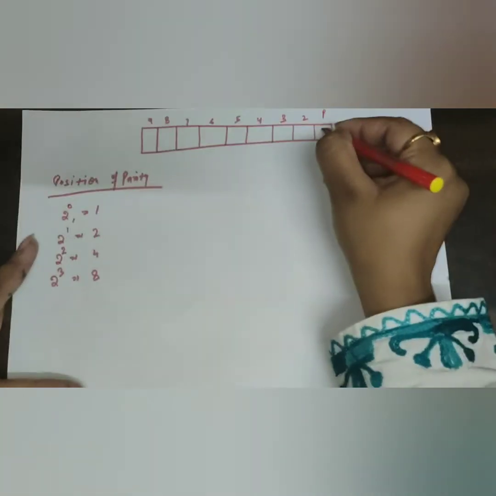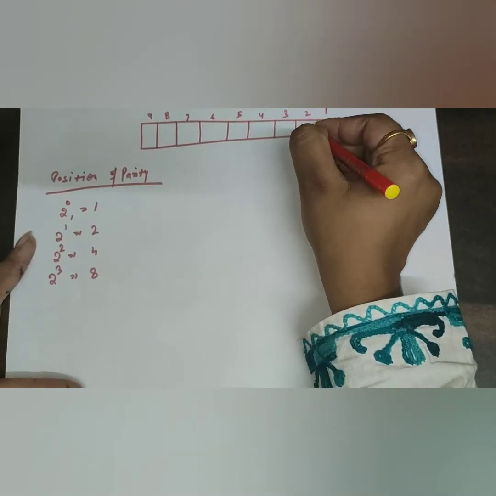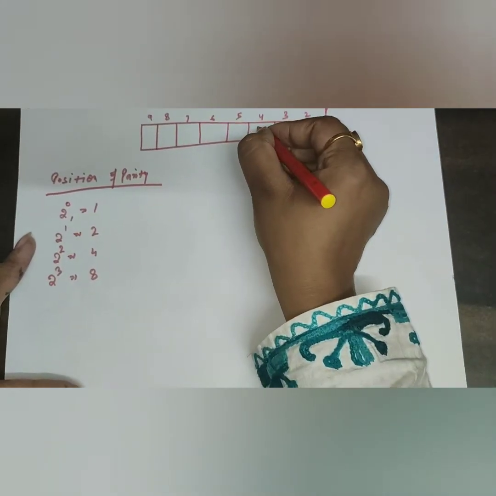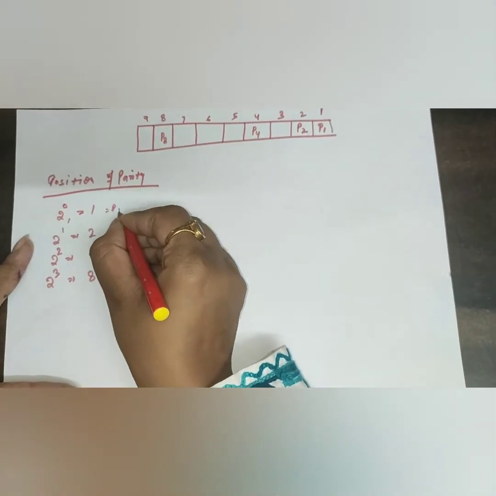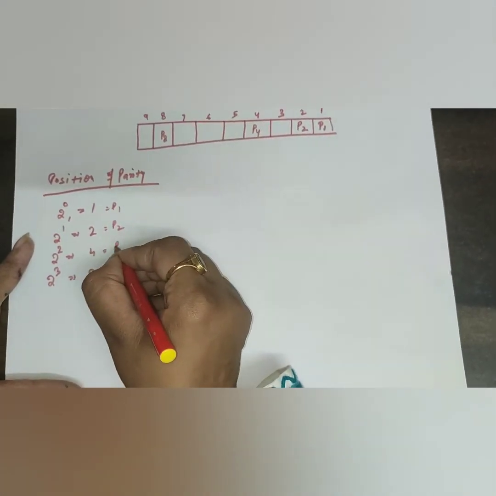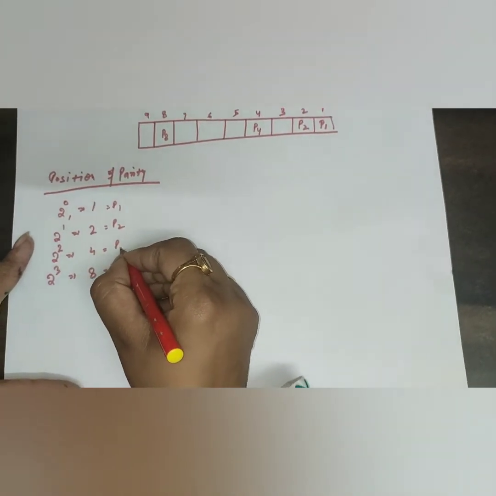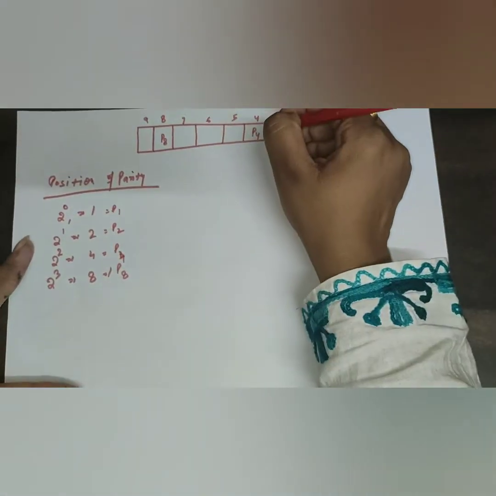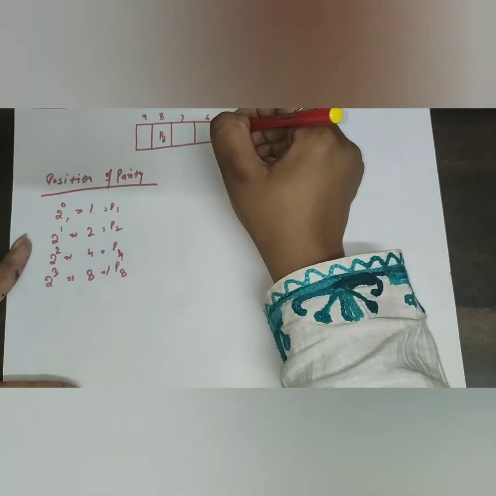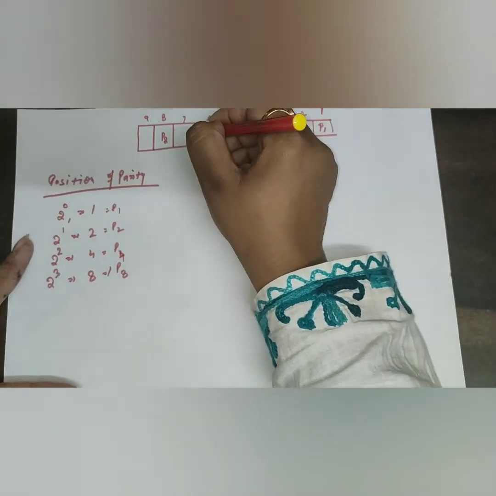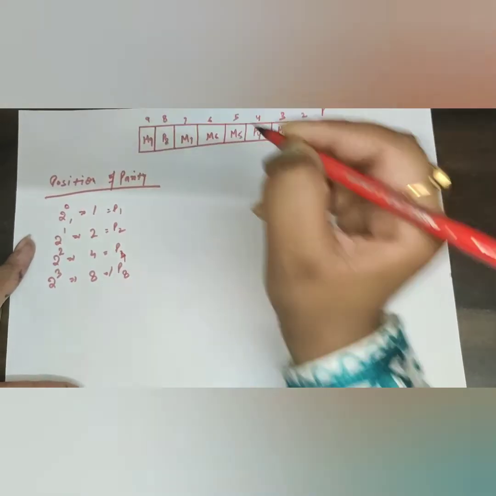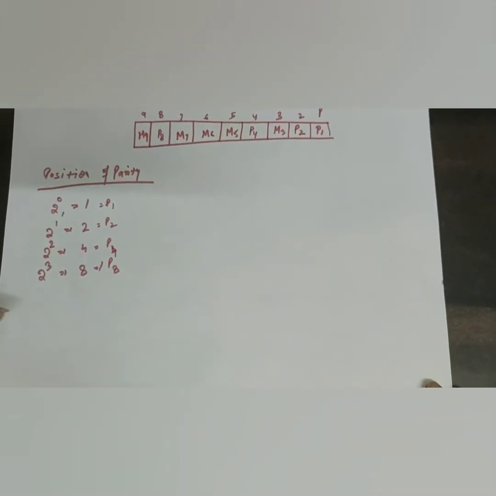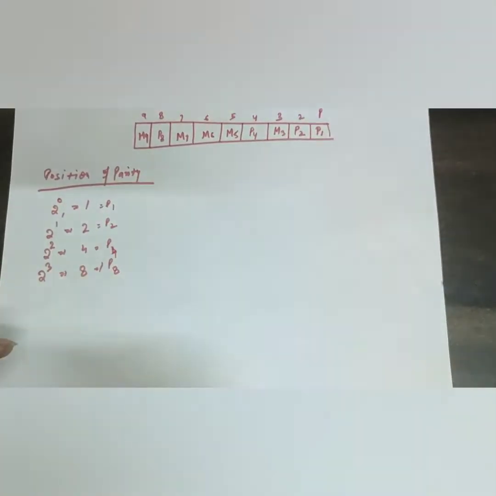So we should write it here: P1, P2, P4 and P8. The message will be like this: M3, M5, M6, M7 and M9. We have written this because of the position numbers.